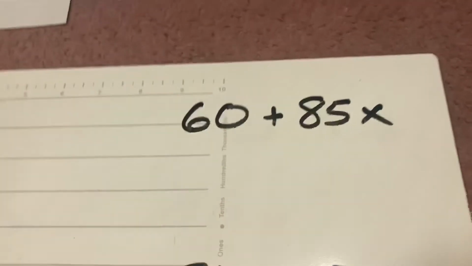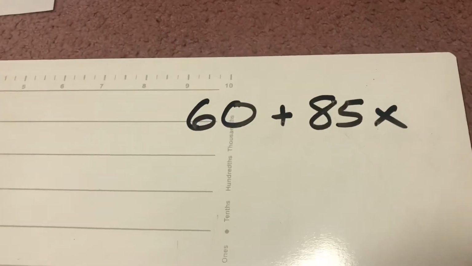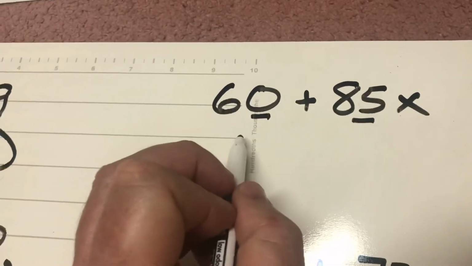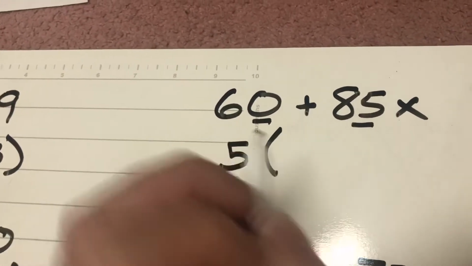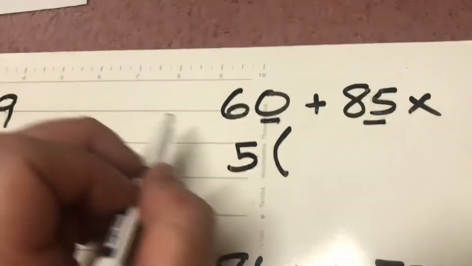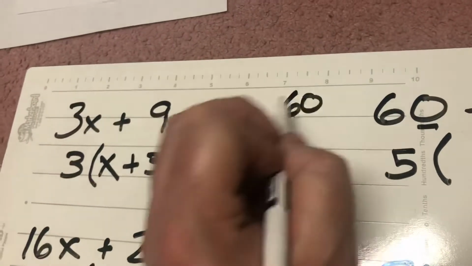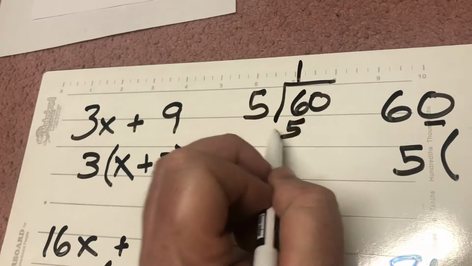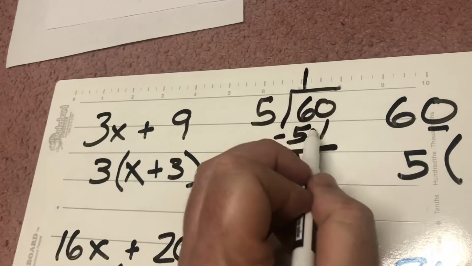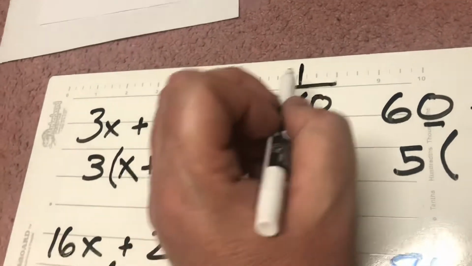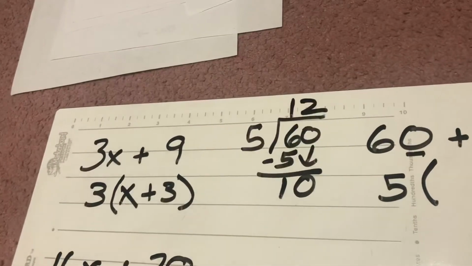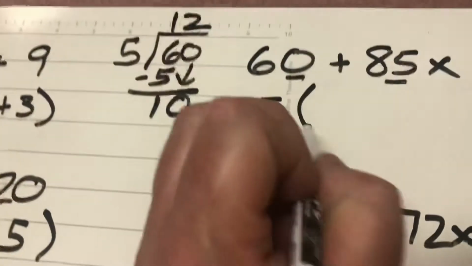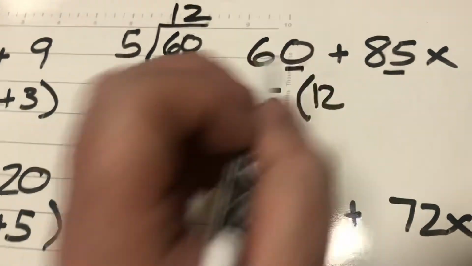Moving right along, 60 plus 85x. Well, to start, I see that this ends in a 0, that ends in a 5. So I'm going to start with a 5 outside my parentheses because I know they're both divisible by 5. So I'm going to come over here, 60 divided by 5. 5 can go into 6 once. 1 times 5 is 5. 6 minus 5 is 1. Bring the 0 down. 5 can go into 10 twice. And I know there's none left over because 5 times 2 is 10. So for the 60, I know that I have 12.